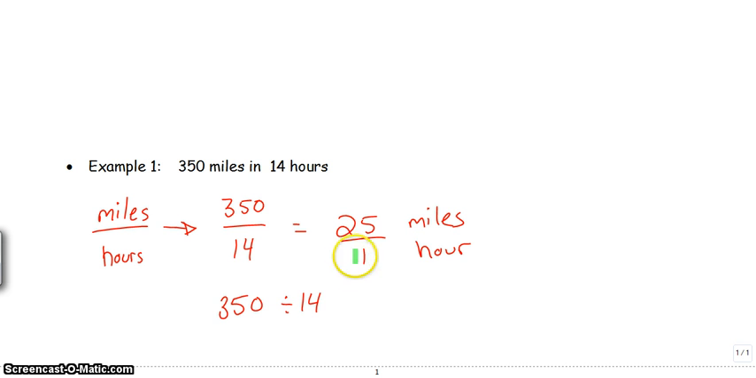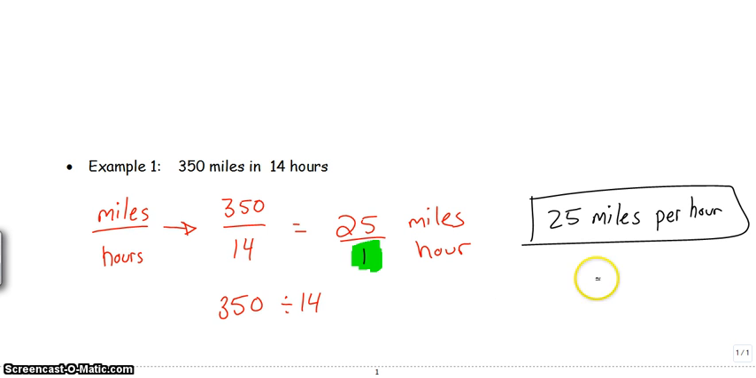hour. Since our denominator is now 1, we can now call this a unit rate, and we say that the unit rate is 25 miles per hour. Again, we can do one more example here real quick.